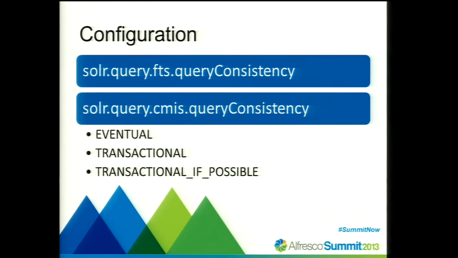Right, so the other side of configuration is, when do we use the database? We've split the configuration to control when the Alfresco full text search uses the database, or SOLR, or tries both, and the same for the seamless query language. You can configure things to always be eventually consistent, so the query will always go to SOLR in 4.2. If you're using Lucene, it will always go to Lucene. You can configure it so it will always go to the database, and if it cannot execute your query, it will fail. And you can configure it to be transactional if possible.